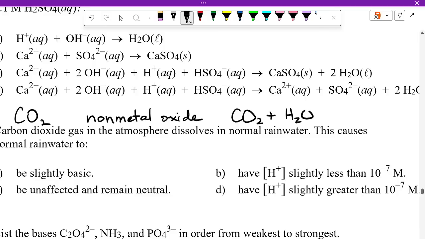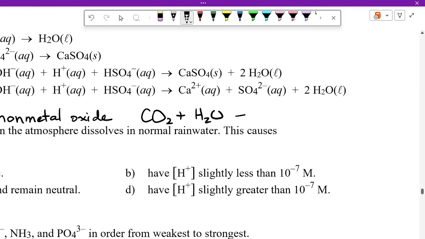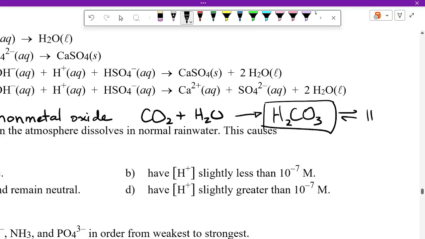What do we get? Do you remember what you do? You smush them together. Who goes first? H. How many H's do you have? 2. And then who comes next? C. And how many O's do we have left? 3. O3. So we have made carbonic acid, and that can then, of course, form H plus and HCO3 minus.